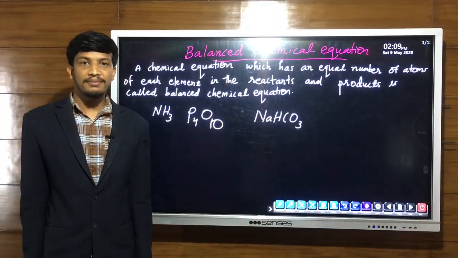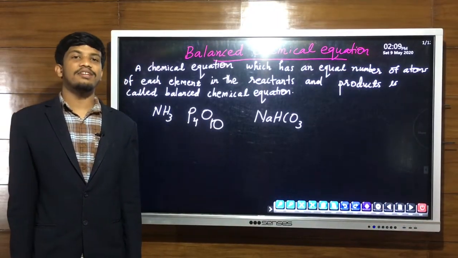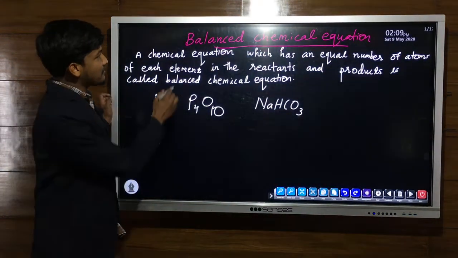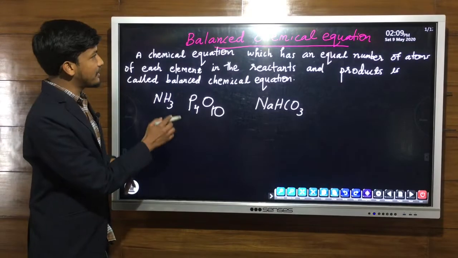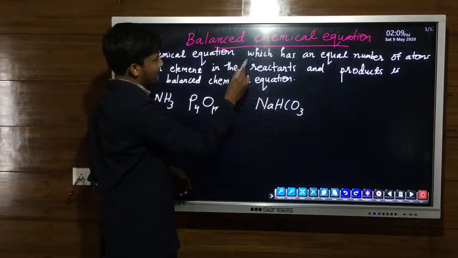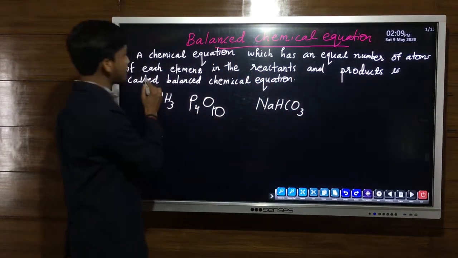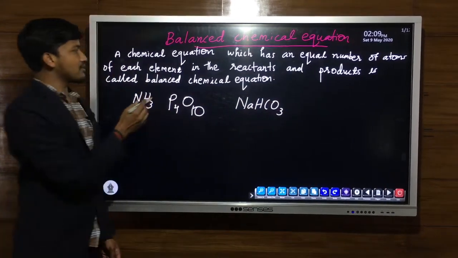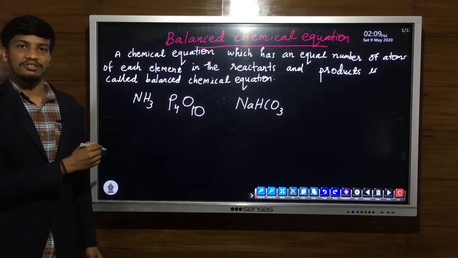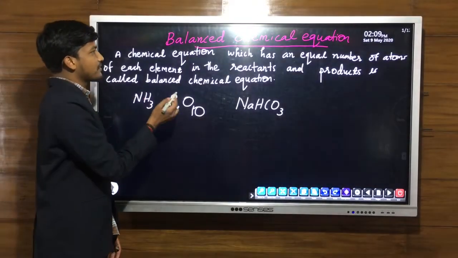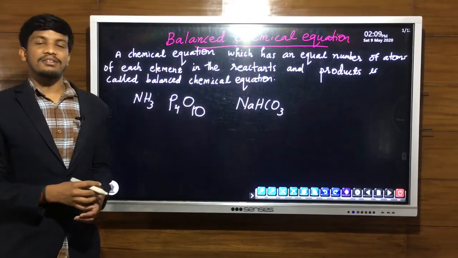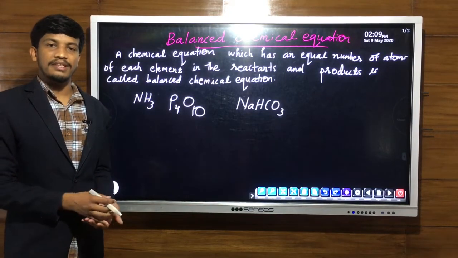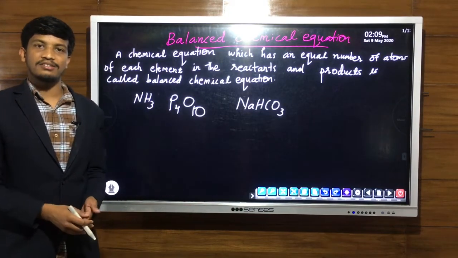We learned about chemical equation in the previous session. Today we are going to learn about balanced chemical equation. First of all, we have the definition of balanced chemical equation. A chemical equation which has an equal number of atoms of each element in the reactants and products is called balanced chemical equation. So that means the chemical equation in which there is an equal number of atoms of reactants and products is called balanced chemical equation.